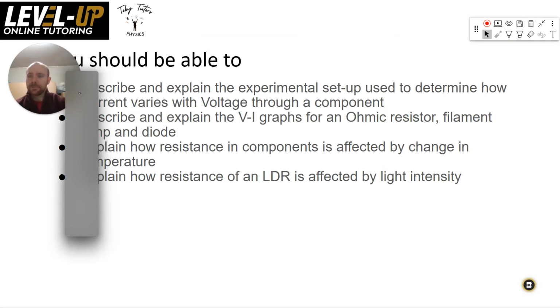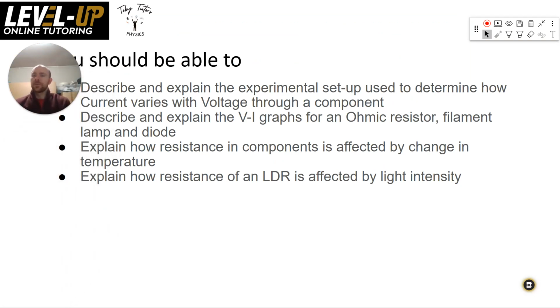Okay, so what have we learned today? You should be able to describe and explain the experimental setup used to determine how current varies with voltage through any component. Describe and explain the different graphs for an ohmic resistor, a filament lamp, a diode. Explain how resistance in components is affected by a change in temperature, and explain how resistance of an LDR and a thermistor is affected by light intensity.